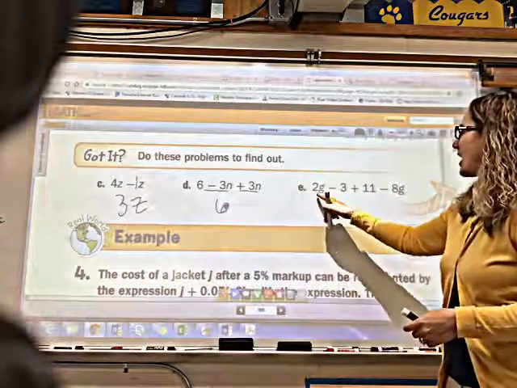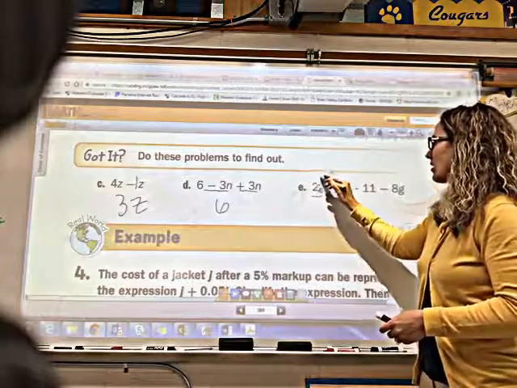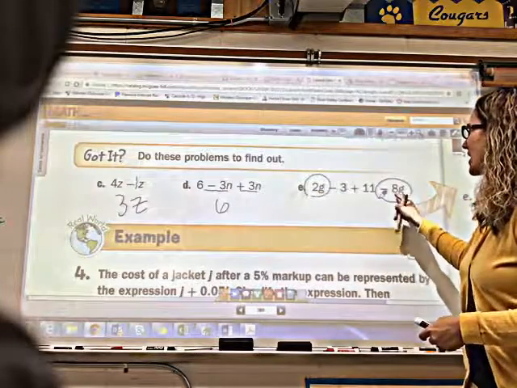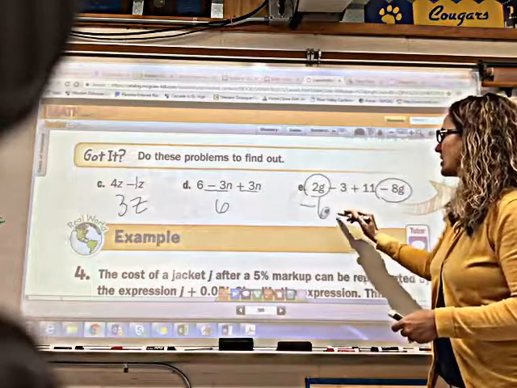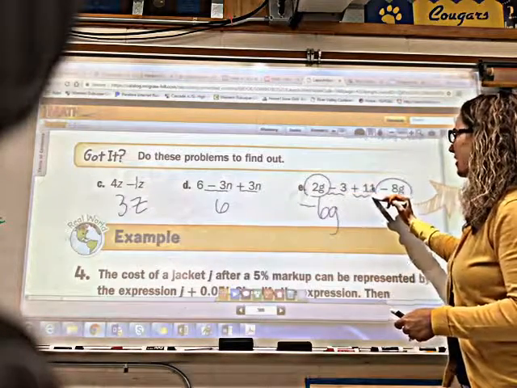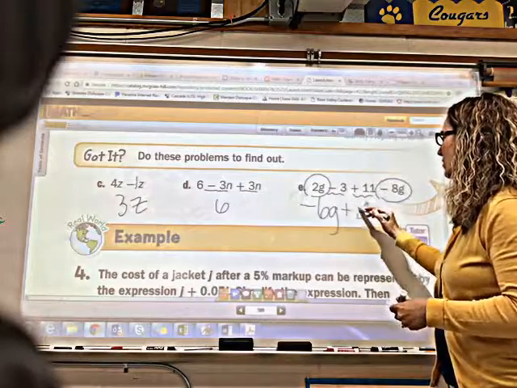Letter E, I have 2g minus 3 plus 11 minus 8g. Okay, I can combine my g's. So I'm thinking 2 minus 8, which would give me negative 6g. And then I know I can combine negative 3 and 11. And negative 3 plus 11 would be a positive 8.